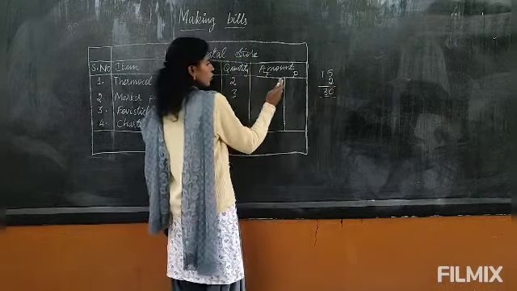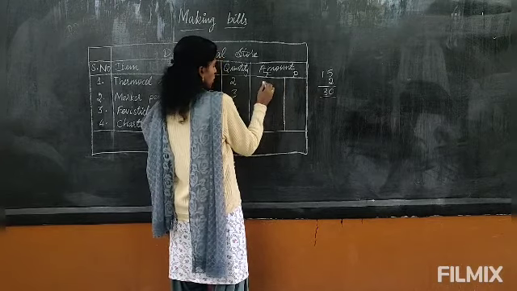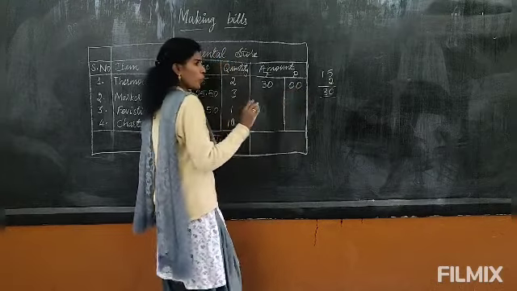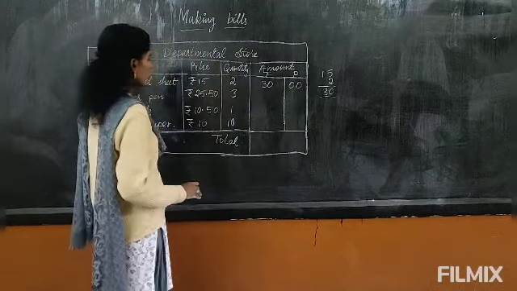So here you will write rupees and here you will write paise. So rupees, paise 30. There is no paise, so you just have to put 2 zeros. If there is no paise, you won't leave it. You have to put 2 zeros there.